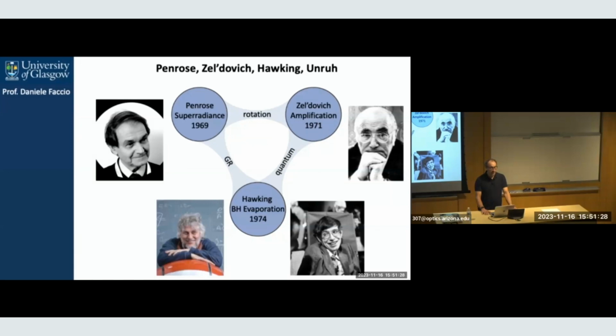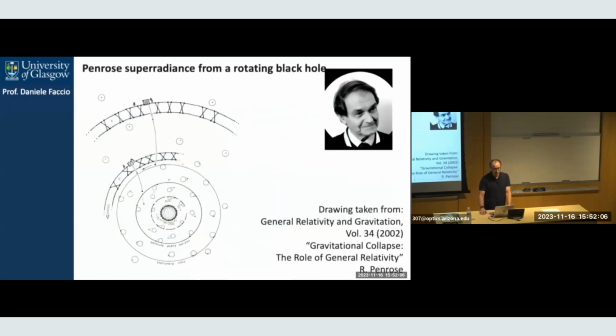Now, that's connected to another topic that we'll be talking about quite a lot, an effect called Zel'dovich amplification, which was introduced a couple of years later, mainly to try and understand what Penrose was talking about. And these ideas then eventually fed into what is known as Hawking radiation and the concept of black hole evaporation. Again, a semi-classical theory of how the quantum vacuum behaves in the surroundings of a black hole described by general relativity. So let's start from Penrose's idea.